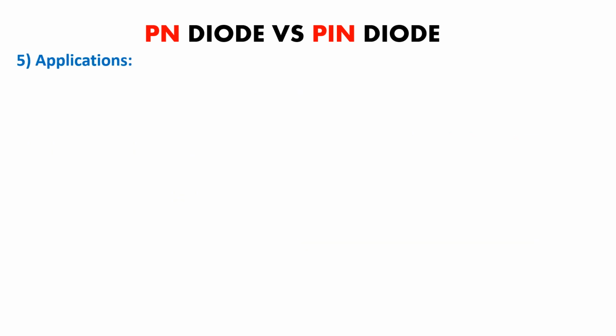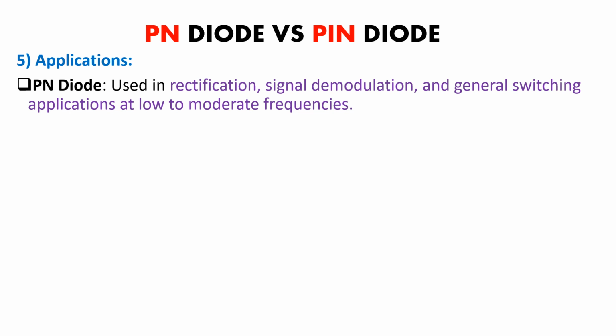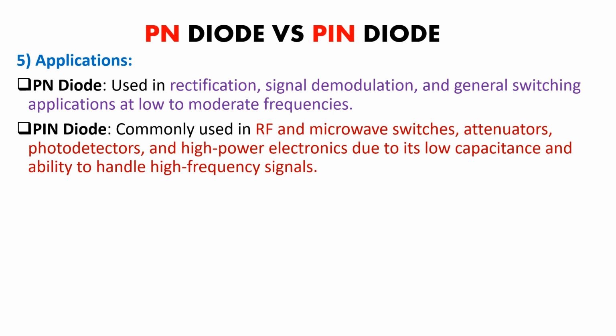Next point, applications. From the application point of view, PN diode is used in rectification, signal demodulation, and general switching applications at low to moderate frequencies. But PIN diode is commonly used in RF, radio frequency and microwave switches, attenuators, photodetectors, and high frequency and high power electronics due to its low capacitance and ability to handle high frequency signals.